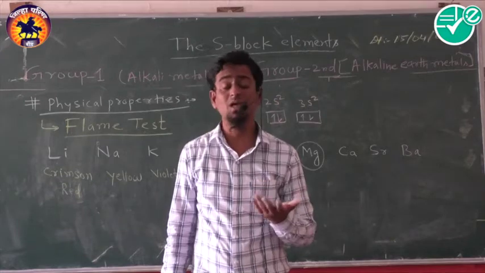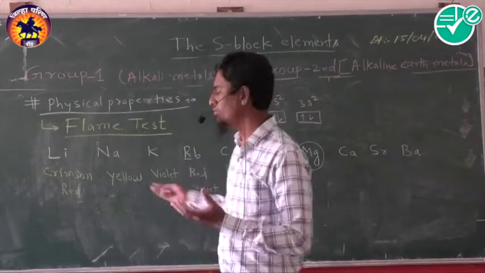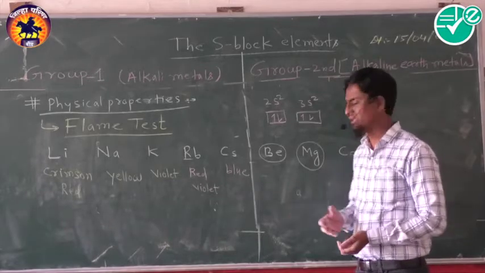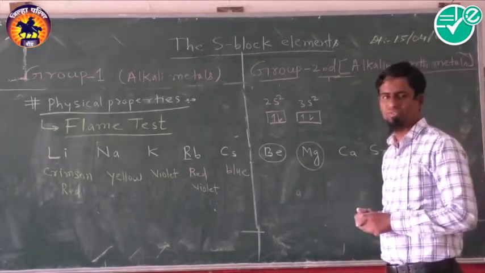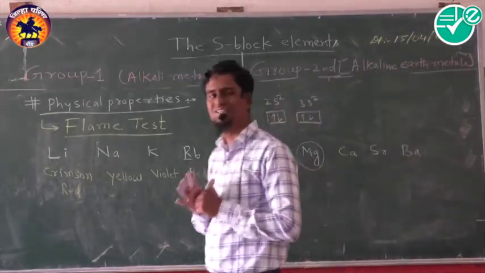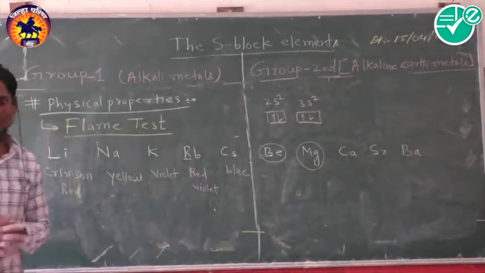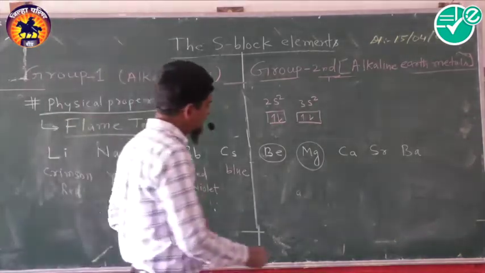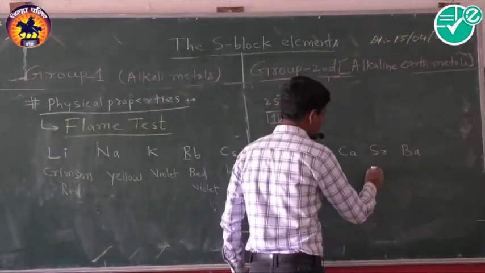They may ask a question, which of the elements will not show color in the flame test, and they may give beryllium or magnesium. So you remember, beryllium and magnesium do not give this test. Okay. Now see their colors. Calcium, strontium, barium, and radium. Brick red.